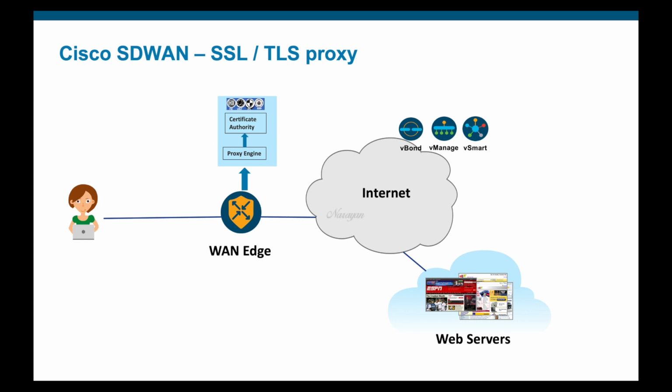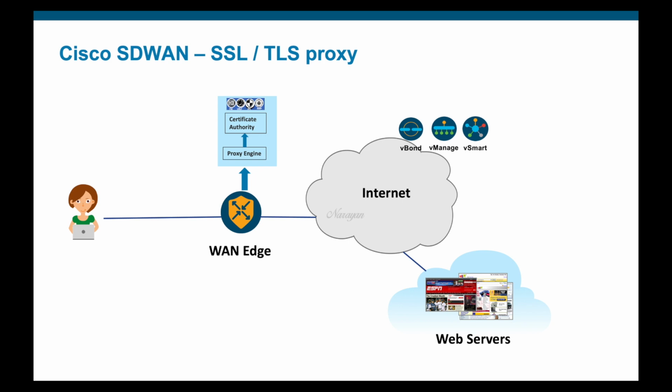In this video, we will look at configuring SSL or TLS inspection with Cisco SD-WAN. Most of the traffic on the internet today is encrypted. TLS or SSL inspection with Cisco SD-WAN helps to identify threats by decrypting the traffic and redirecting them to the security modules for further treatment.